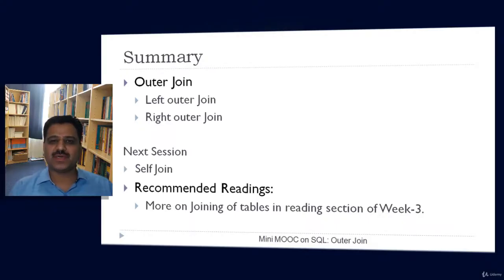Let's summarize the concept we have learned in this session. In this session, we have learned outer join. It has two types, that is left and right outer join. In the next session, we will learn self join. You can read more on joining of tables in the reading section of week 3.